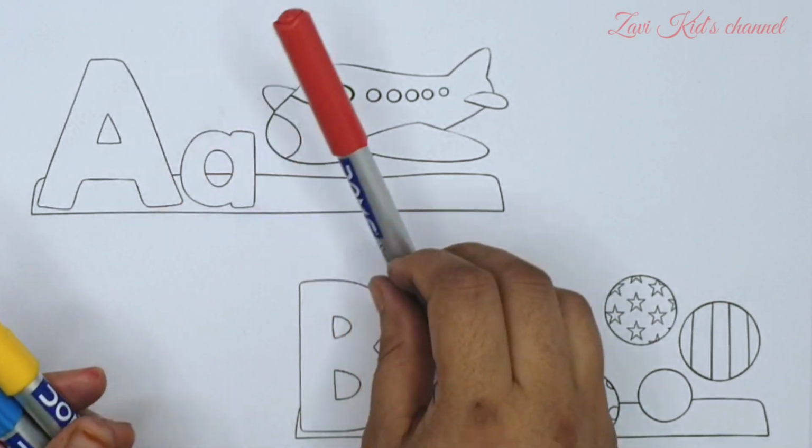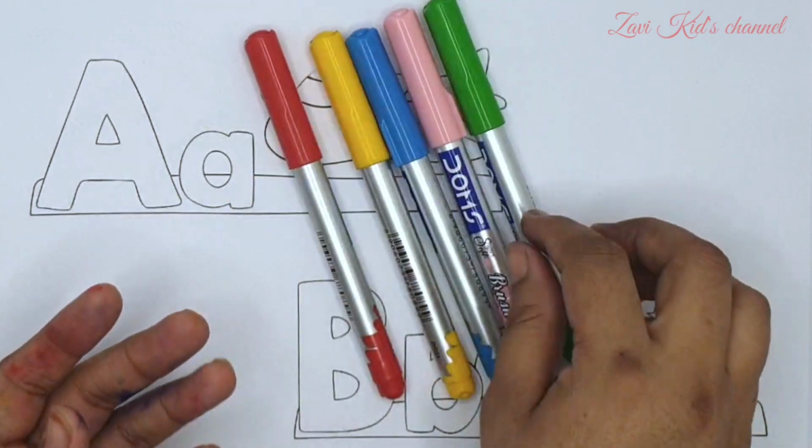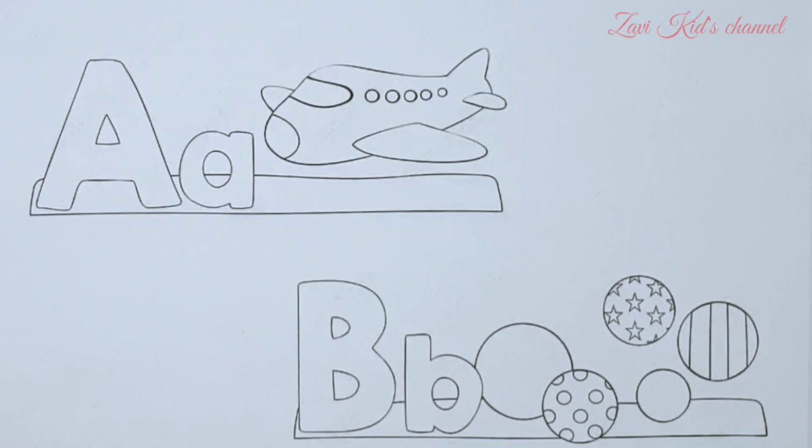Hello kids. Red color, yellow color, blue color, pink color, green color and orange color. Today we will have fun with color. Orange color.